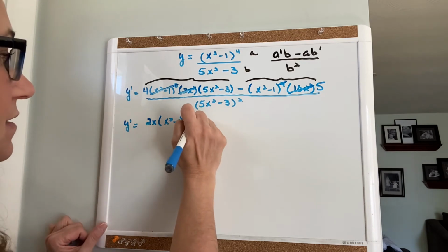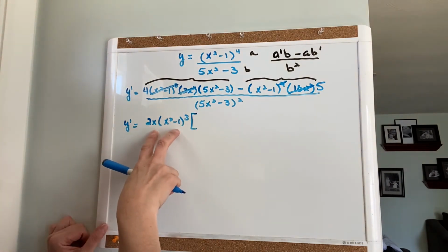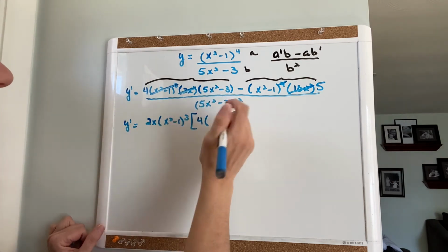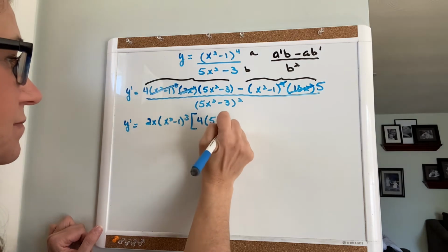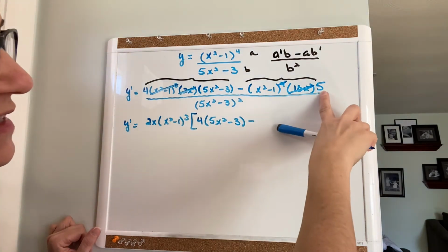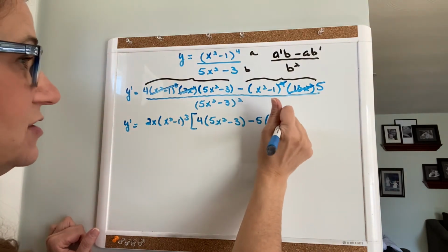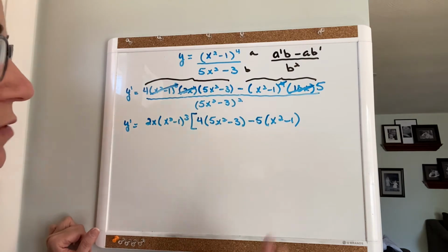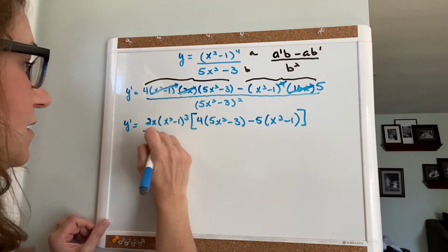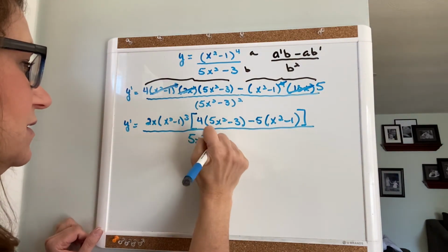Now, what's left after we factor out the GCF is going to be 4 times 5x squared minus 3. Bring down your minus sign. And I'm going to put this 5 right here in front. And that's times x squared minus 1 to the first power. Now keep in mind, this is just the numerator. This is all over 5x squared minus 3, squared.